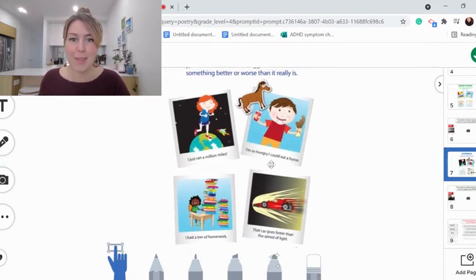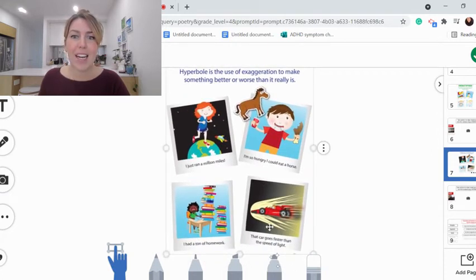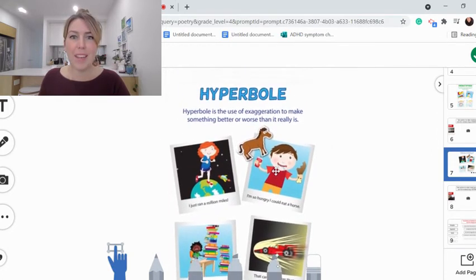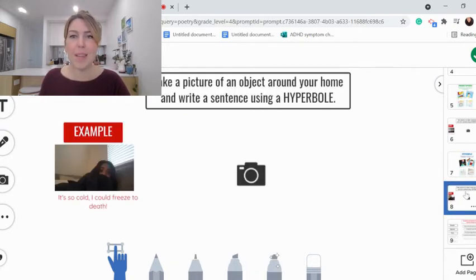Oh, I can't say the other ones on there. I had a ton of homework. We all know the person didn't actually have a ton of homework. They just had a lot of homework and they were using hyperbole to exaggerate it. And that car goes faster than the speed of light. It's exaggerating to make something sound better or worse, and in that case, sound better than it really is. So, same thing again. Here's an example. So you take a picture of something in your house and write a sentence using a hyperbole, an exaggeration. It's so cold, I could freeze to death. You're going to put your own one here.